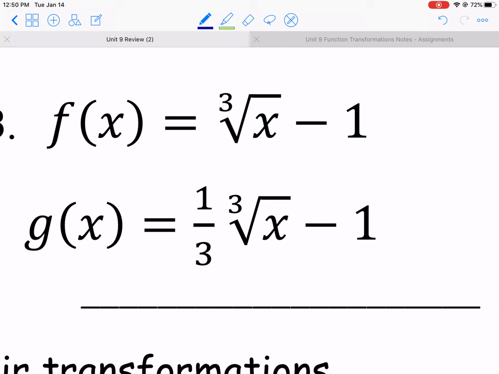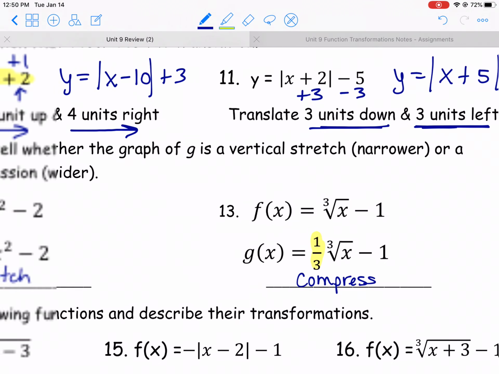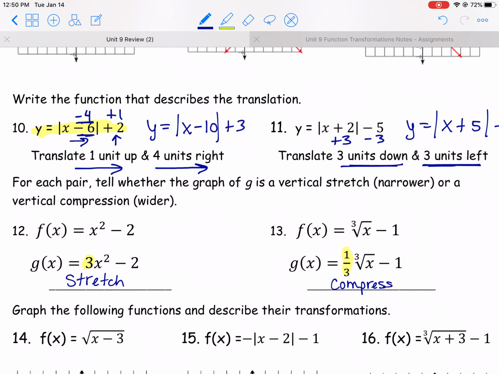On 13, the only difference here, multiplied by 1/3. Since 1/3 is between 0 and 1, this is compress. We could say compress by a factor of 1/3, that would be fine. The instructions on this part said tell whether the graph is a vertical stretch or a vertical compression. So we've said stretch or compress. It wasn't asking for the factor here.